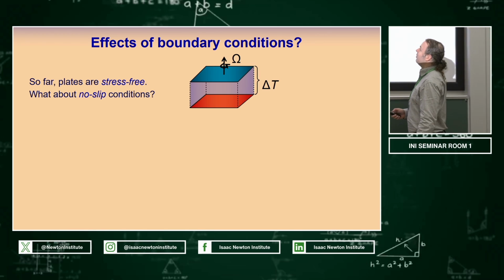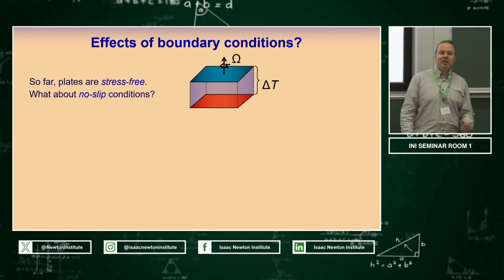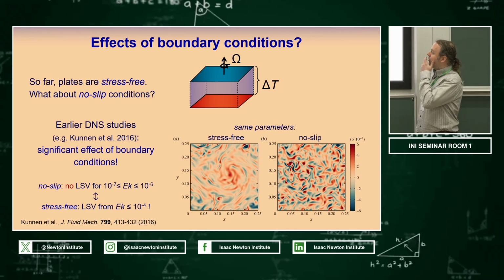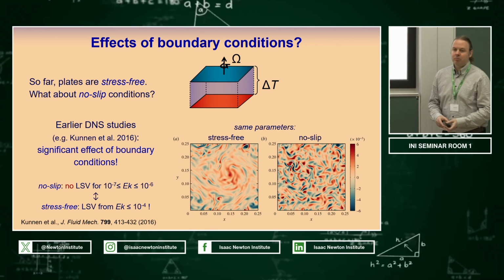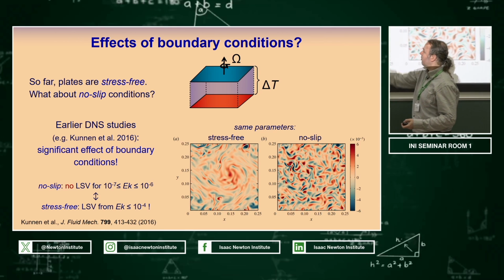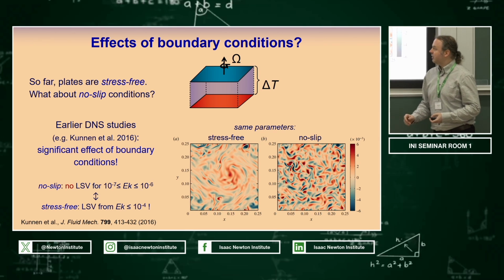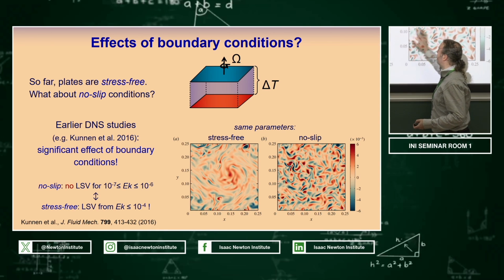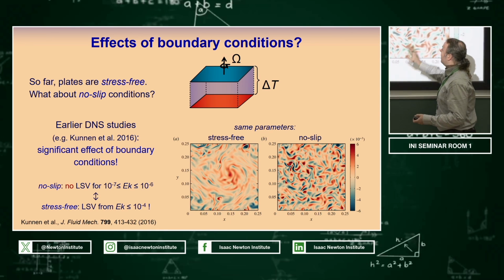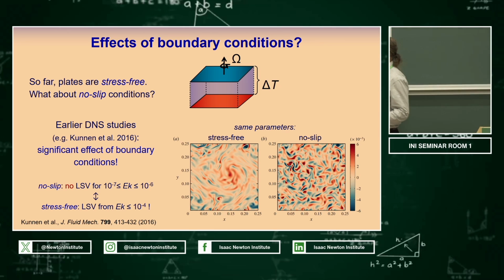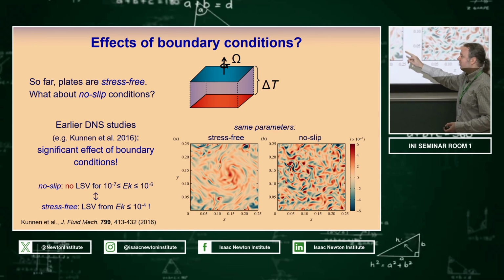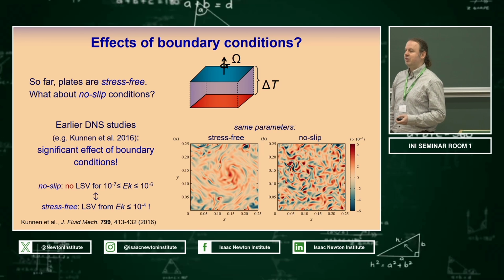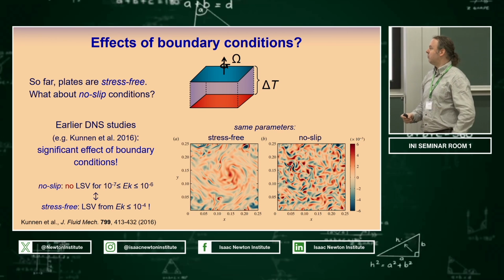Yeah. So, no slip conditions, but let's keep the periodic domain for now because that's still quite convenient. In some previous work that I did a while ago, we saw a significant effect of the boundary conditions. So this is for the exact same parameters, a stress-free case and a no-slip case. We see a clear large-scale vortex once again. In the no-slip case, none at all, none to be seen. So this was a bit of a puzzle.